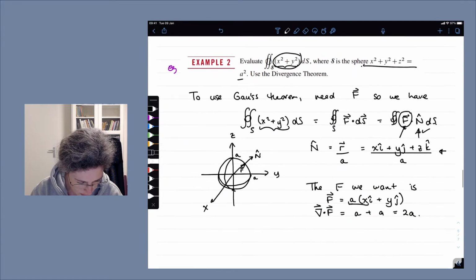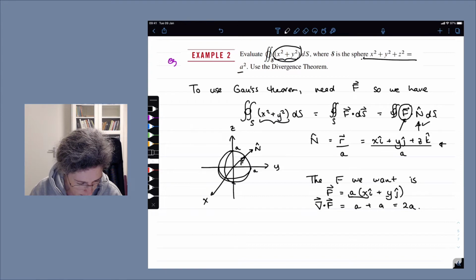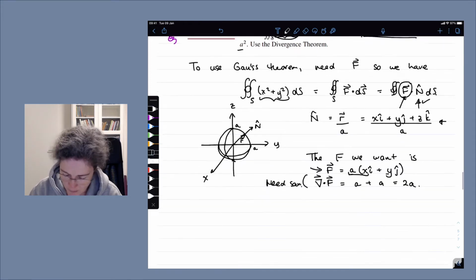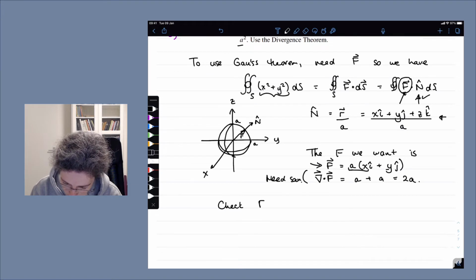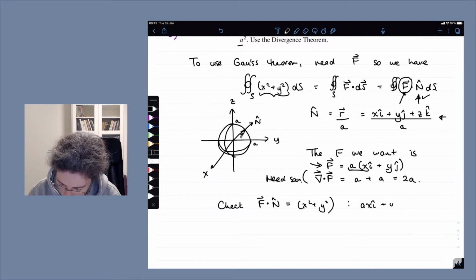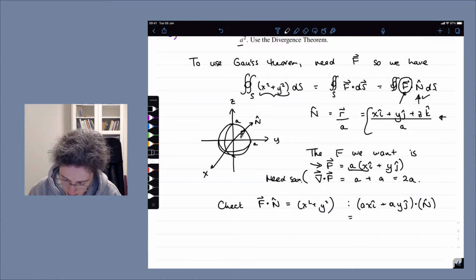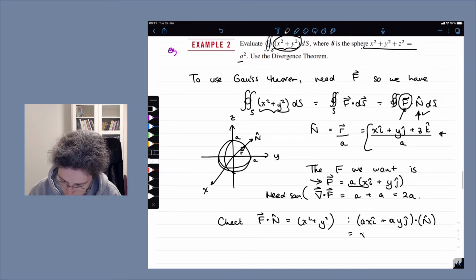How does that help us? Oh, I just calculated the wrong thing. We're going to need this in a moment. But to check that this was the actual F that we wanted, we should have checked that F dot n gives us this. I was silly. We want to check that F dot n is equal to x squared plus y squared. If we dot our axi plus ayj with our n, which is this thing over here, you'll see that you do end up with x squared plus y squared.